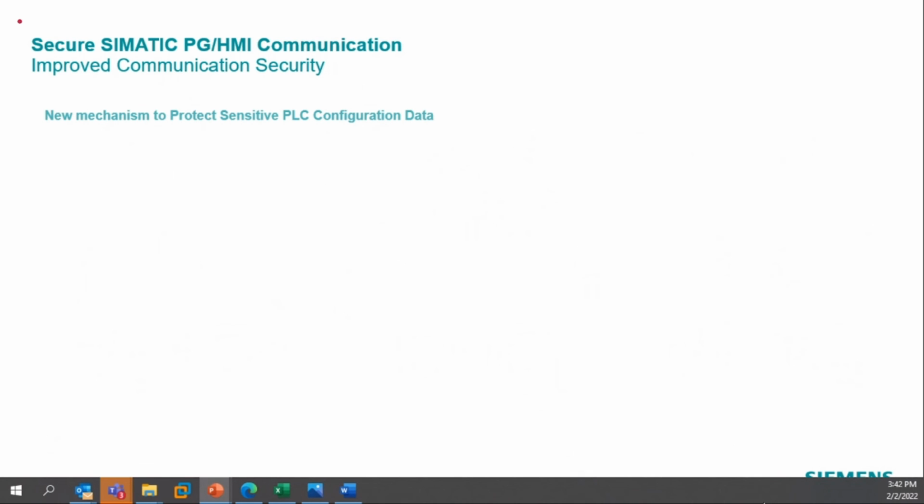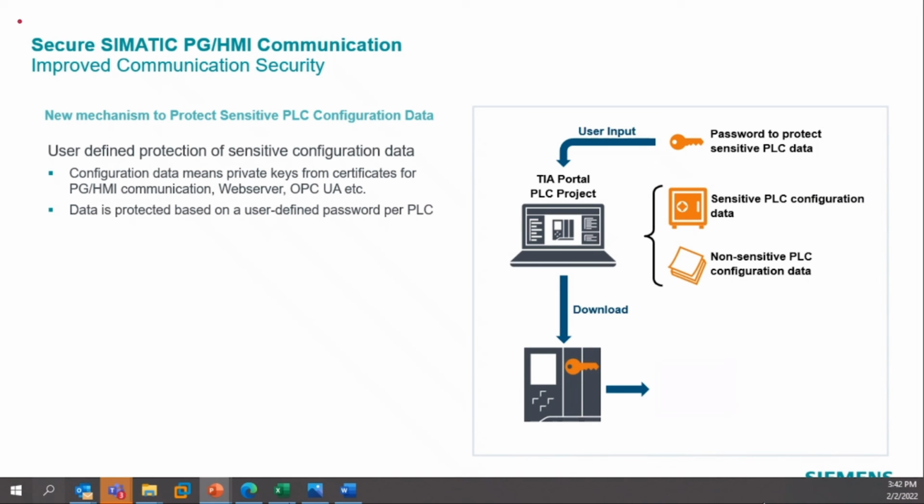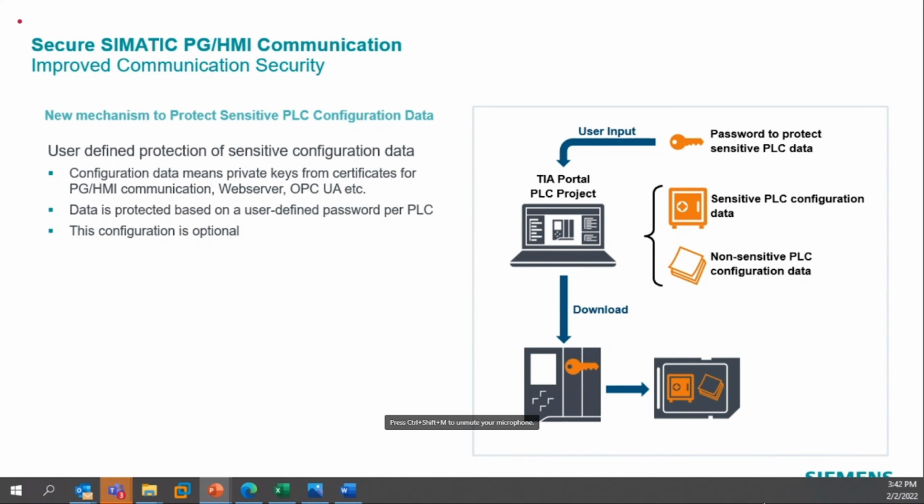So next, now let's have a look at the protection of sensitive configuration data on TIA Portal version 17. To protect the confidential configuration data, the user has the option to enter a password in the TIA Portal. The password is downloaded with the first download together with the confidential and non-confidential configuration data. The password is saved directly on the SIMATIC controller and encrypts the confidential configuration data on the SIMATIC memory card.